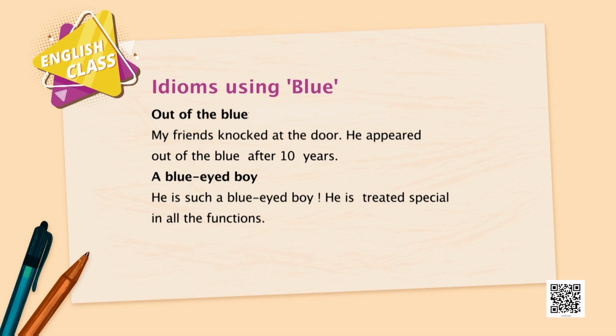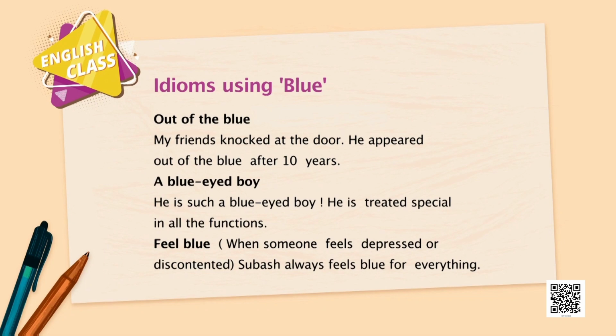A blue-eyed boy. He is such a blue-eyed boy. He is treated special in all the functions. You must have noticed something in school, everywhere. Some people get some extra prominence, or they themselves do it. So, the person is called a blue-eyed person. Let me read the example again. He is such a blue-eyed boy. He is treated special in all the functions. Sometimes heroes or heroines come, and wherever they go, they are blue-eyed. They get huge appreciation.